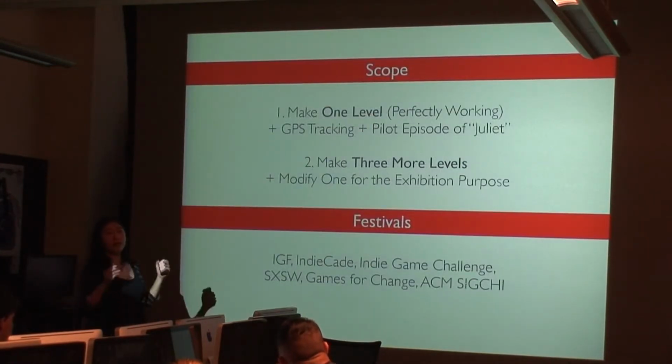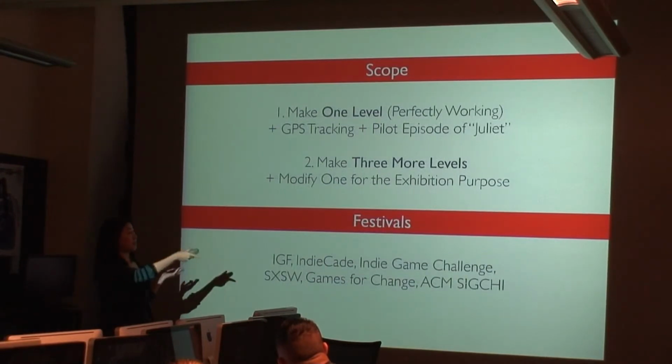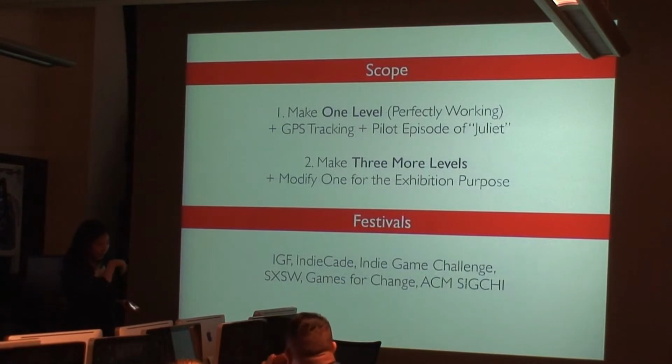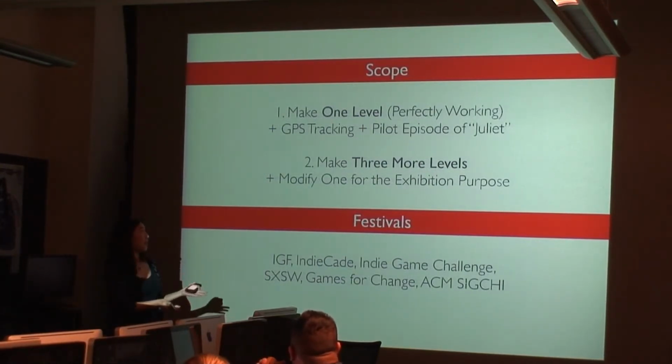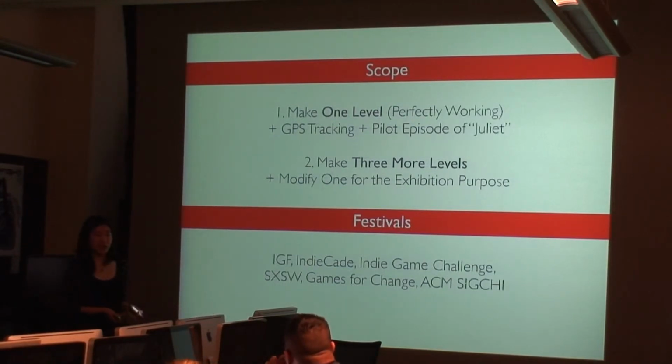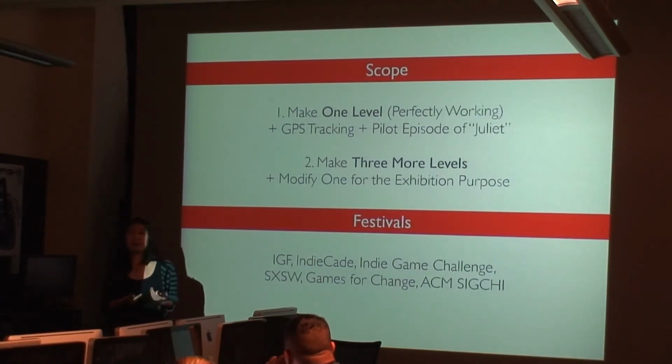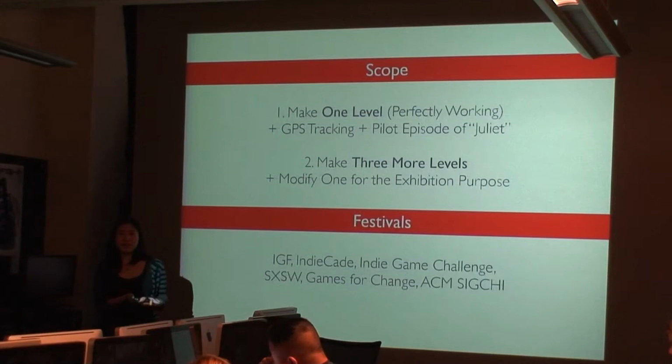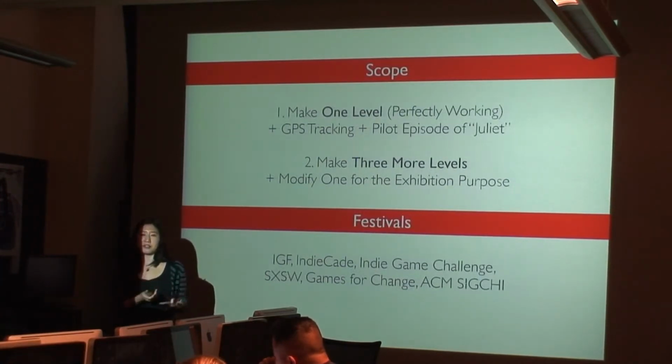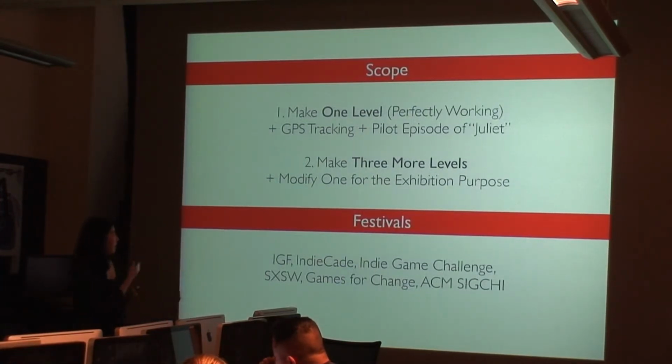For this goal, we are going to concentrate on one level, make it perfect, work with the GPS, and there would be a pilot episode of Juliet as a front narrative. And then afterwards, we make 3 more levels and modify one for the exhibition. What I'm thinking is modifying one level for Culver City so that we can release the test level during the decade. And there are a lot of other festivals we're interested in submitting the game to.